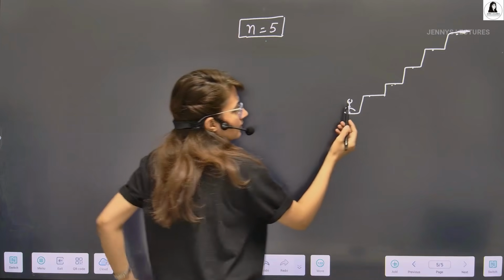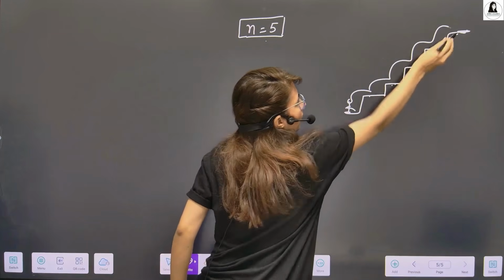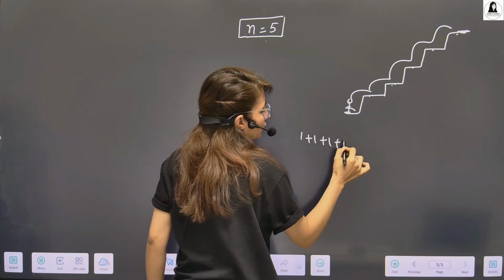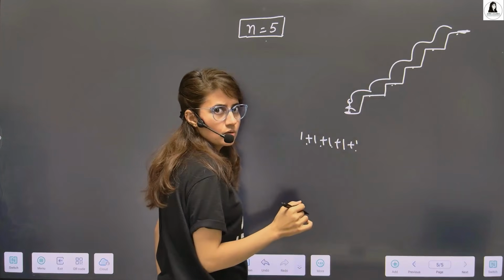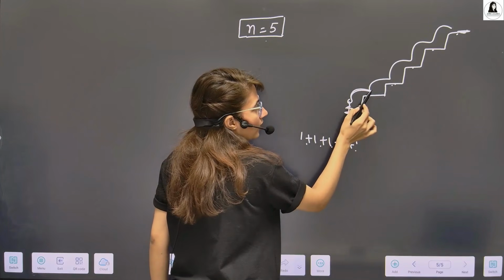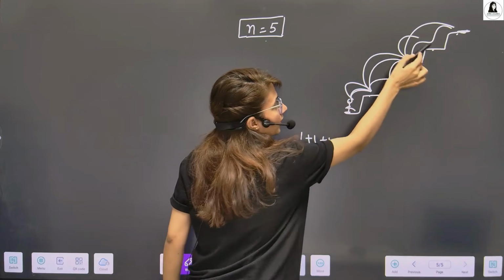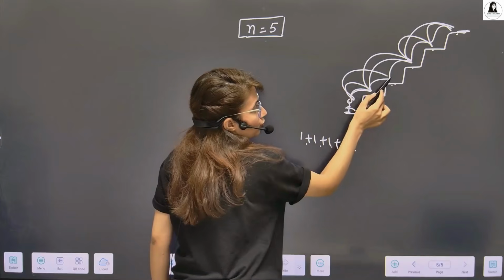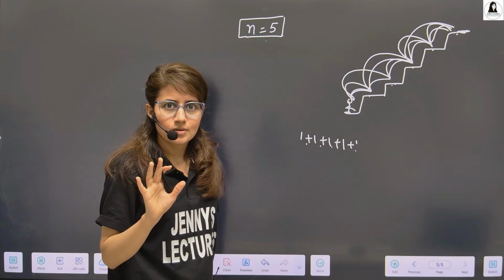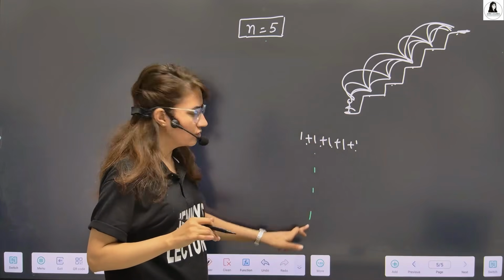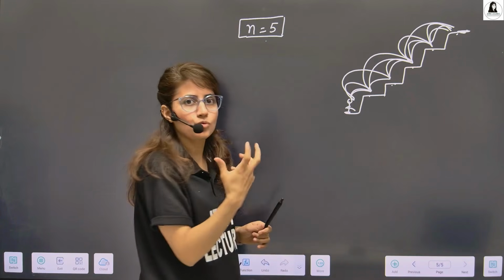So one way is I will only take one step each time: 1 plus 1 plus 1 plus 1 plus 1, 1, 2, 3, 4, 5. Till 5 I can reach. Or maybe first 1, then 2, then again 2. Or first 1, then 2, then 1, then 1. Or first 2, then 1, then 1, then 1. So there are many possible solutions. We can't just write down all the solutions. It's not possible. What we do is try to write it as a function.